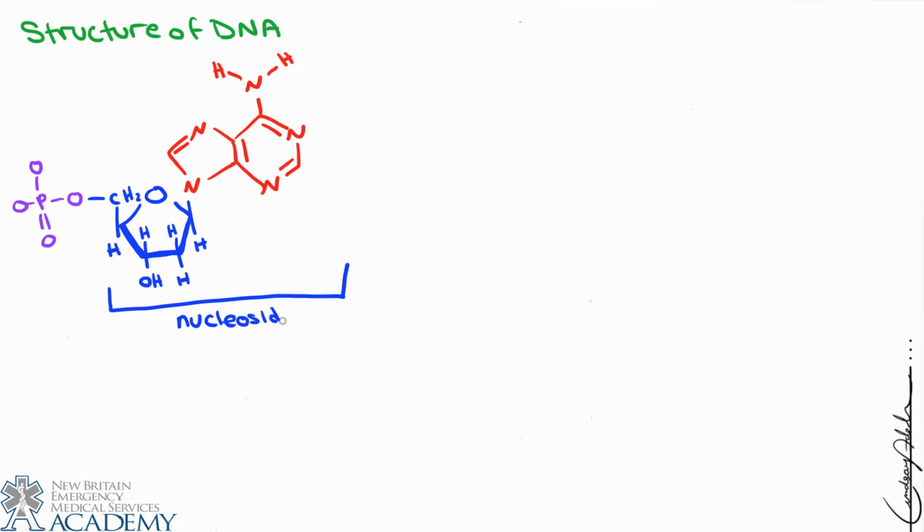So the nitrogen-containing base and the deoxyribose sugar, or if it was RNA and it was ribose, it would still be the same. The pentose sugar plus the nitrogen base equals what's called a nucleoside. And then when we attach one or more phosphate groups to it, it's actually called a nucleotide. So DNA is made up of a bunch of nucleotides.